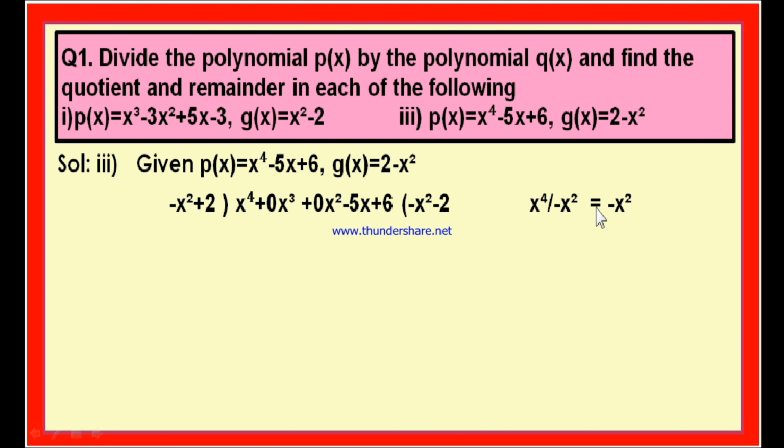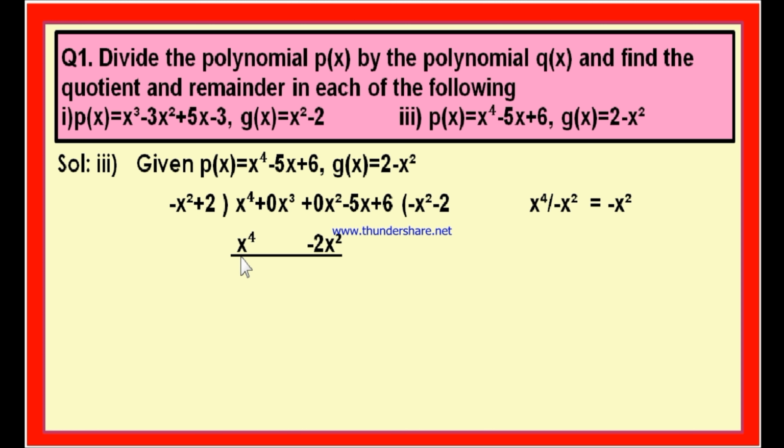Plus by minus is minus, x power 4 by x square is x square. Therefore, this is the first term of the quotient, minus x square. You write this minus x square in the place of quotient. After writing minus x square at the quotient place, now multiply all the terms of the divisor with this minus x square. Minus x square into minus x square will be x power 4. You write this x power 4 under this x power 4. Later, plus 2 into minus x square is minus 2x square. You write this under the x square term.